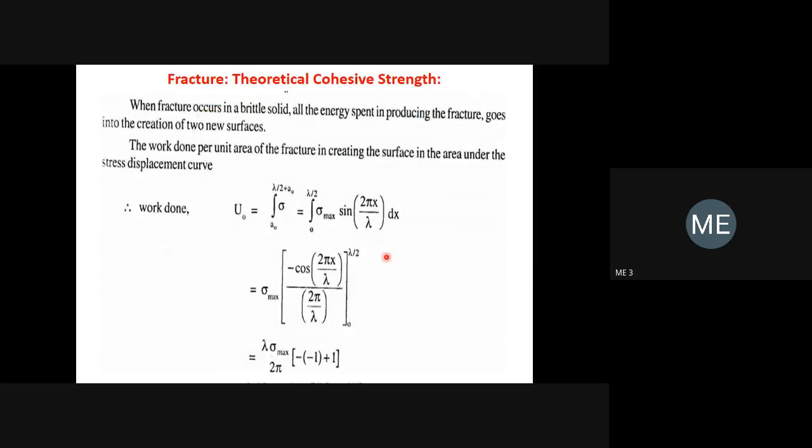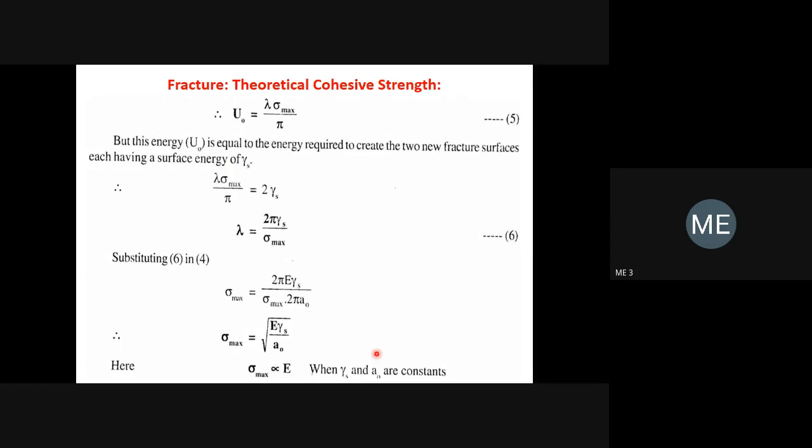It may be a simple equation, but it has its own meaning. So you start from a naught to A, where A is given by a naught plus lambda by 2. But lambda we already have from the equation: lambda is equal to sigma max. You have already seen this equation. Then after integration, you will get U naught, which is nothing but lambda into sigma max divided by pi. U naught is the energy required to break the atomic bonding or to form new surfaces. That you have to remember. It is the amount of energy required to break the atomic bonding and to form new surfaces.